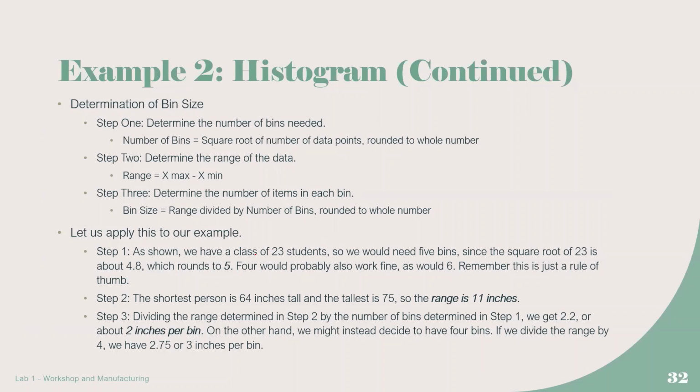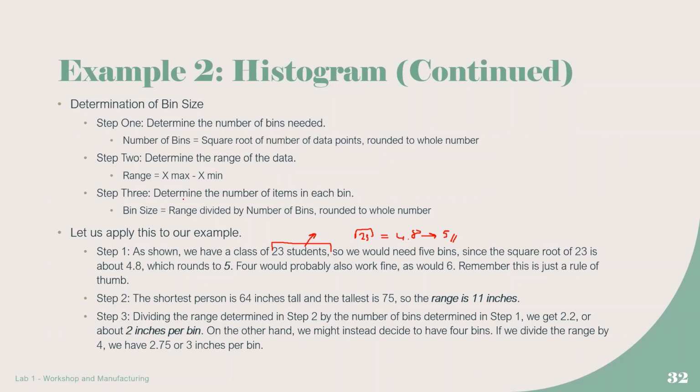Let's say in this example, you have 23 students, and you're measuring their heights. So your total measurements are 23, right? And you're just taking the square root of 23, and it is equal to 4.9. And you're just going to round that up, which is 5. And here, this is your total number of bins. This is step 1.